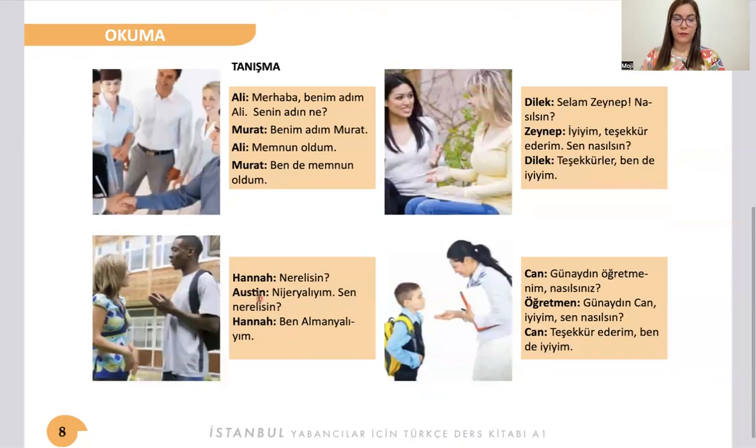Next one. There is a conversation between Hannah and Austin. I'll read it first. Hannah, nerelisin? Austin, Nijeryalıyım. Sen nerelisin? Hannah, ben Almanyalıyım. Hannah says, nerelisin? Where are you from? Austin, Nijeryalıyım. I'm from Nigeria. Sen nerelisin? Where are you from? Hannah, ben Almanyalıyım. I'm from Germany. I'm German.